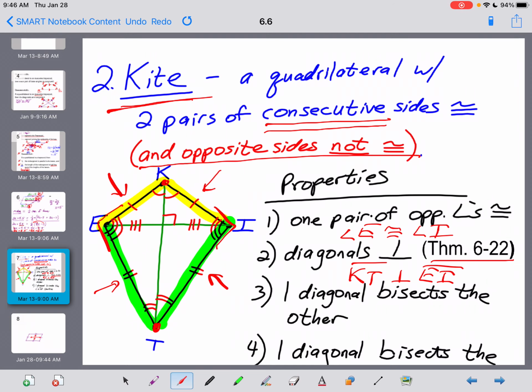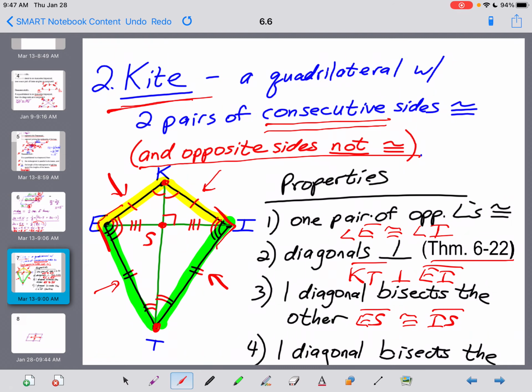Okay, this is where it gets weird now. The third property, one of the diagonals bisects the other. So if these two diagonals intersect at a point in the middle that I'm going to call S, S is the midpoint of one of the diagonals, but not the other. S is the midpoint of EI, everybody. So we're going to go ahead and say that line segment ES is congruent to line segment IS. But it is not the case that KS is congruent to TS. I think you can see that.